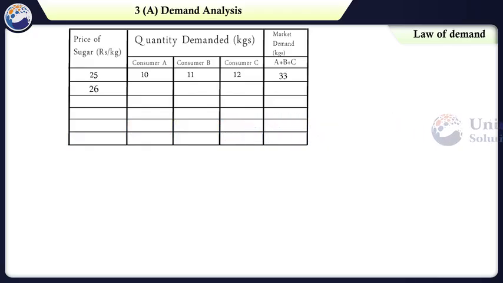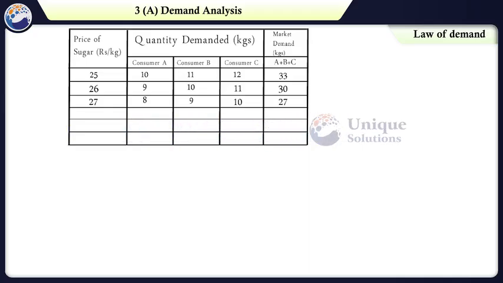Price of sugar is 26 per kg. Quantity demanded in kgs for consumer A is 9, consumer B is 10 and for consumer C it is 11. So market demand in kgs for A plus B plus C would be 30. Price of sugar is 27 rupees per kg. For consumer A, quantity demanded is 8 kgs. For consumer B, 9 kgs. And for consumer C, 10 kgs. So market demand in kgs for A plus B plus C is 27.